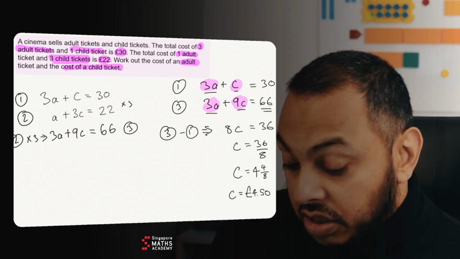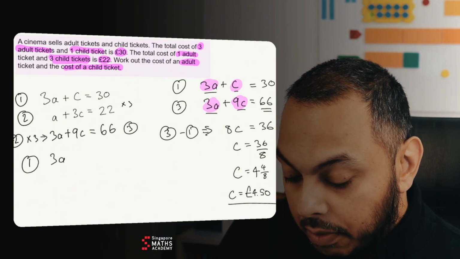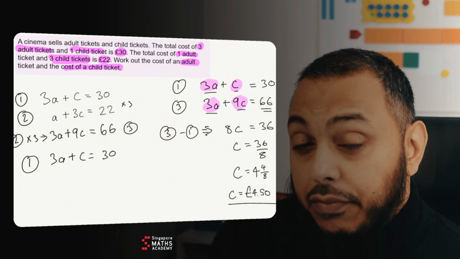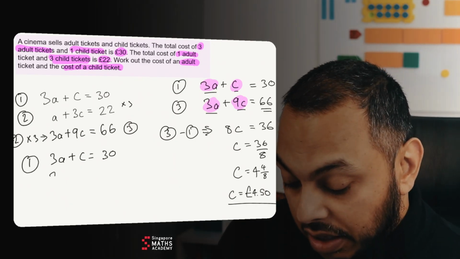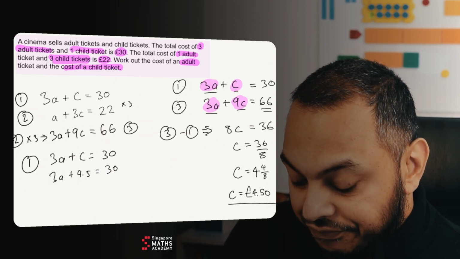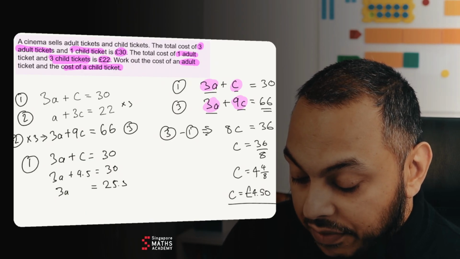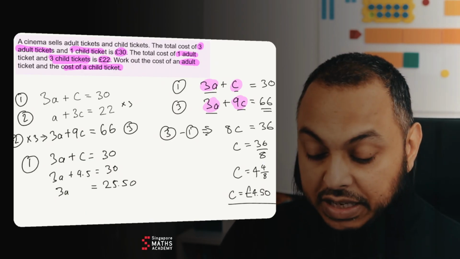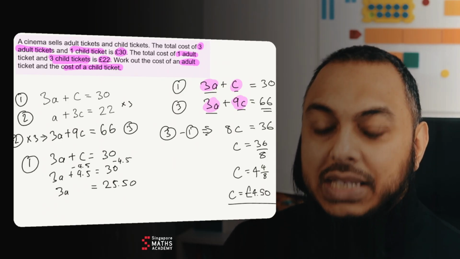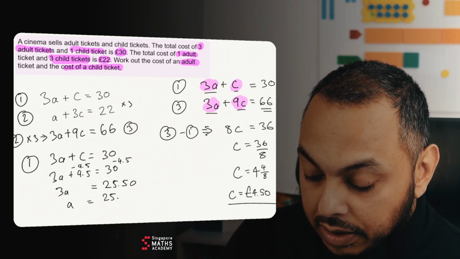So now I'm just going to substitute the £4.50 into equation 1. Equation 1 says 3A plus C equals 30. So if a child ticket is £4.50, then we can say 3A plus £4.50 equals £30. And therefore 3A is equal to £25.50, right? If I take away the £4.50 on both sides, I get, well, 30 take away £4 is £26, take away 50p is £25.50.